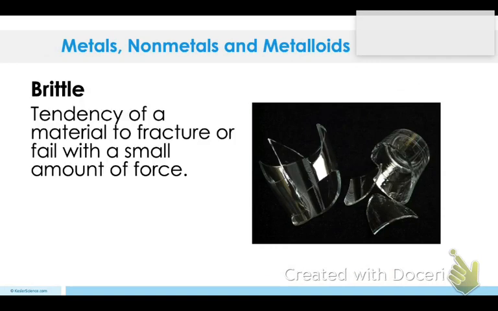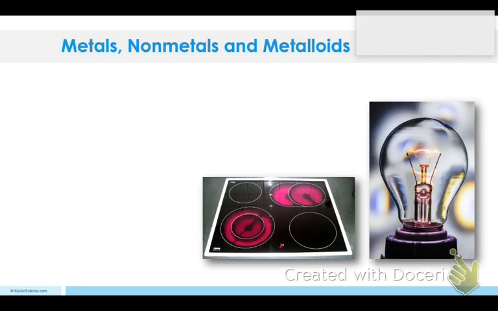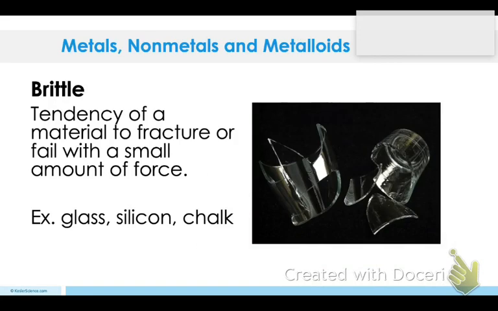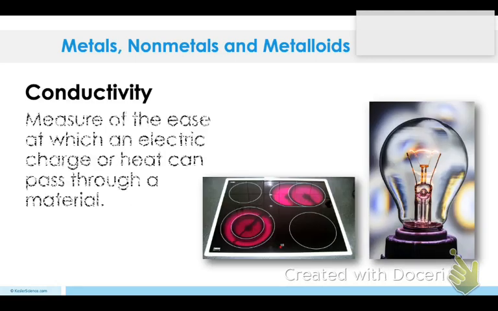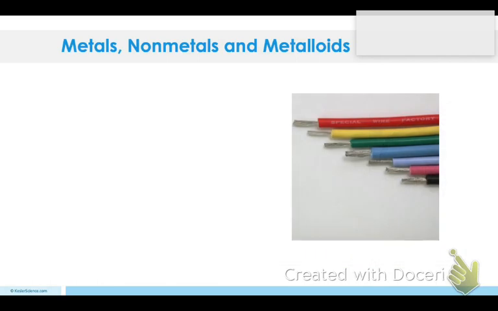Brittle, tendency of a material to fracture or fail with a small amount of force. Example, glass, silicon, or chalk. Pause if you're still writing that. Make sure you highlight brittle, write the examples down. Conductivity is the measure of the ease at which an electric charge or heat can pass through a material. Go ahead and pause here if you're still writing.